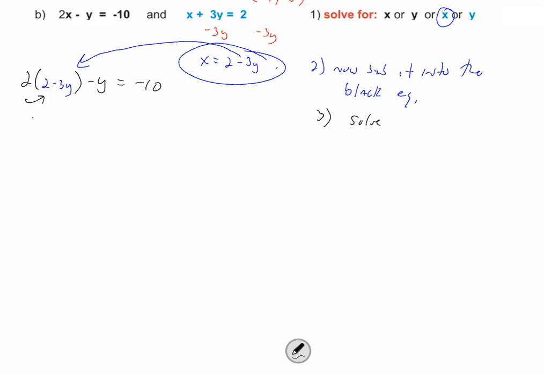So distribute, you get a 4. Distribute, you get a negative 6y. Minus y equals negative 10, right? Negative 6y and a negative y is a negative 7y. A negative 10 and a negative 4 is a negative 14. Therefore, y is negative 14 divided by a negative 7, which is 2.